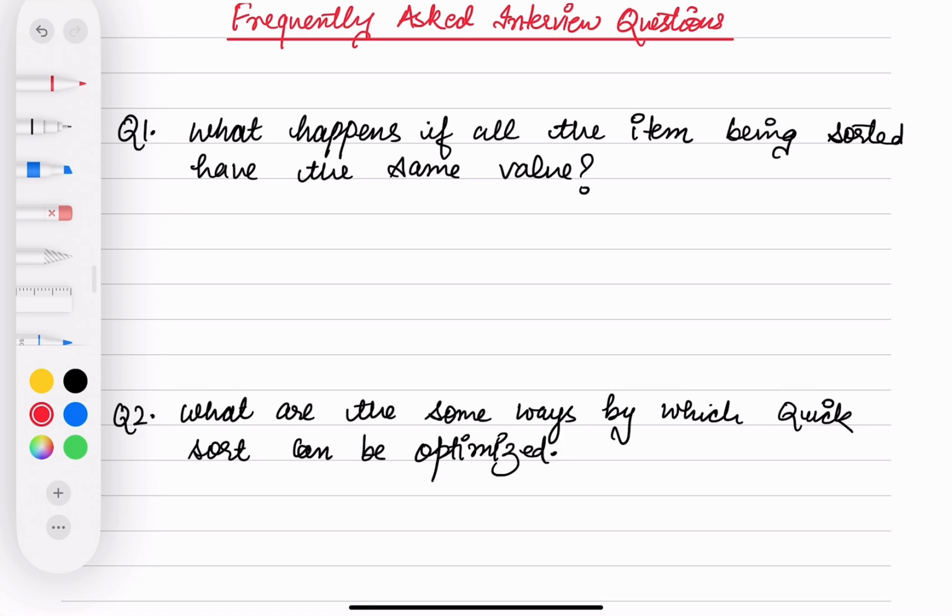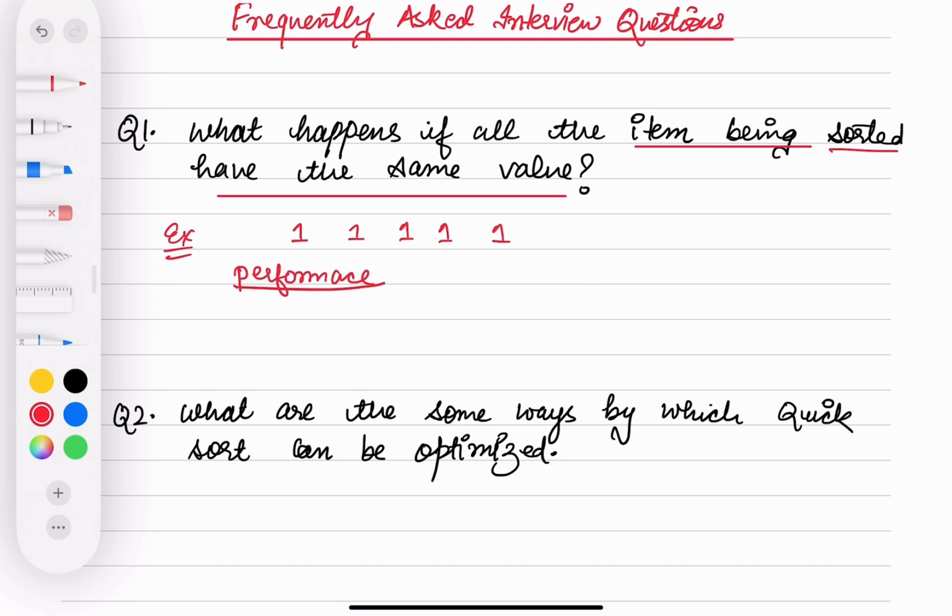So let's get started. The first question is, what happens if all the items being sorted have the same value? For example, if someone asks me, can you apply quicksort on this? Yes, I can apply quicksort. But what about performance? Why do we use quicksort? Because the pivot element gets to its right position, and all the elements to its left are less than it and to its right are greater than it. So this helps, right? So in case we have same-value elements, what will happen?